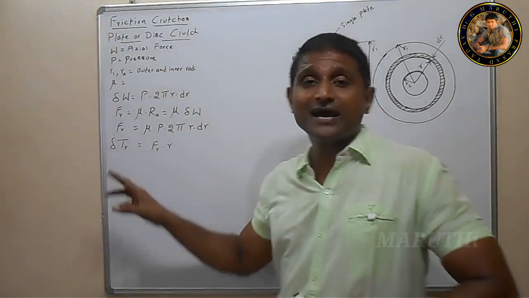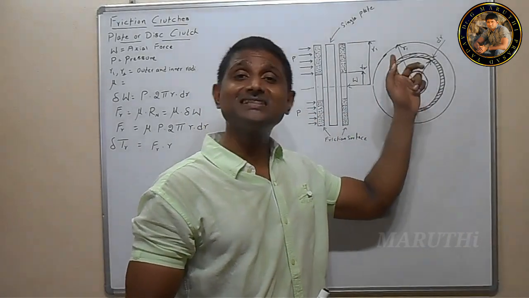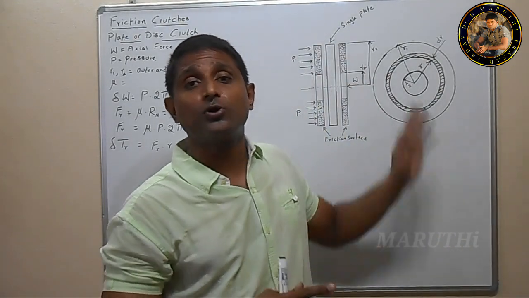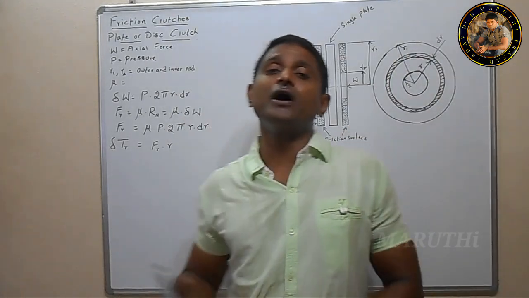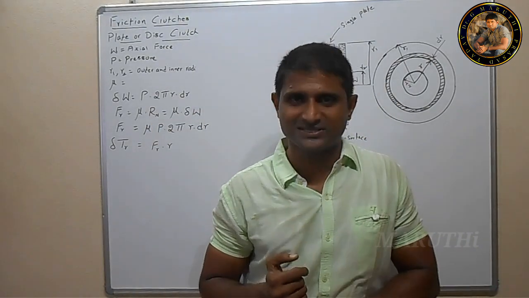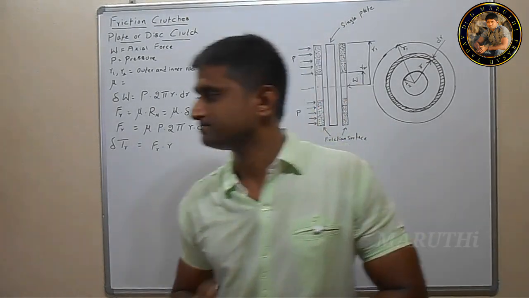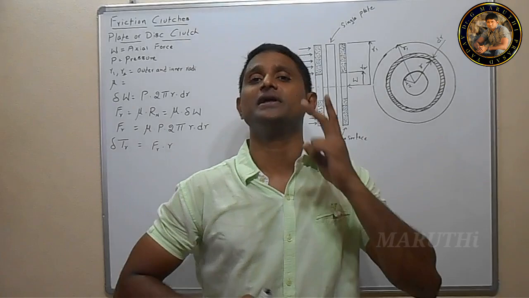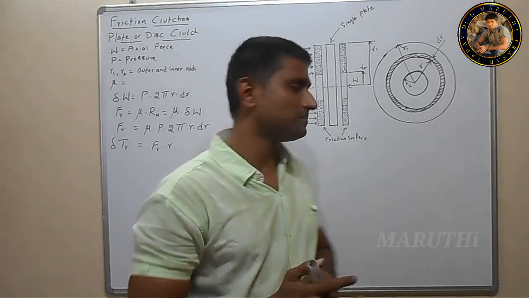Delta T suffix r is the torque which can be transmitted because of friction considering only this elementary ring area. Now to find the torque transmitted because of the contact area from the minimum radius R2 to the maximum radius R1, we have to integrate this. But before that, we have to consider two cases: one is the uniform pressure condition, the other is the uniform wear condition. Why do we have to assume these two conditions? Let me explain this one.